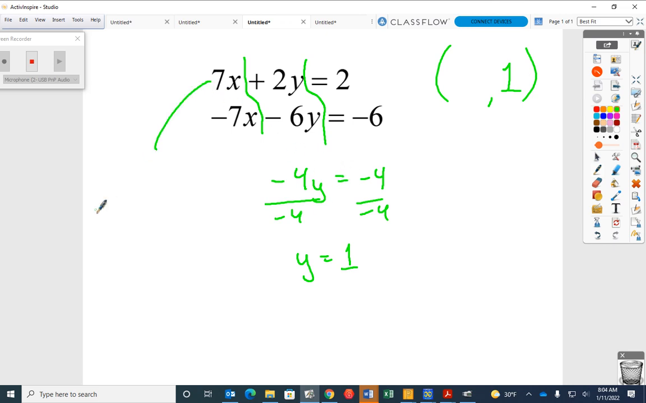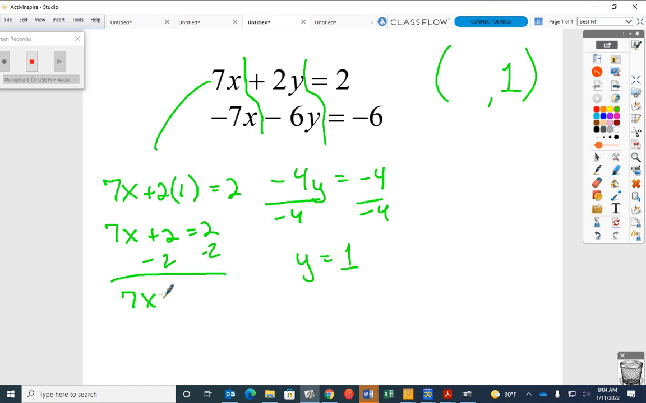So I have 7x plus 2, but instead of y, I'm going to replace that with a what? A 1 equals 2. So 7x plus 2 times 1 is 2 equals 2. What's happening here? Minus 2, minus 2. So I have 7x equals 0. If I divide everything by 7, what is that? What is 0 divided by 7? 0. So my point would be 0, 1. Do we understand how to do these addition ones?